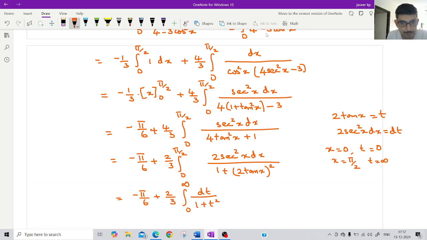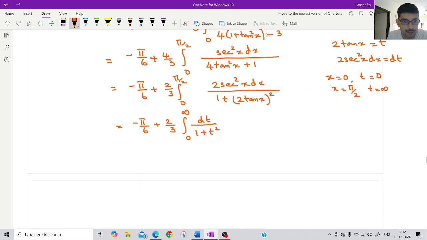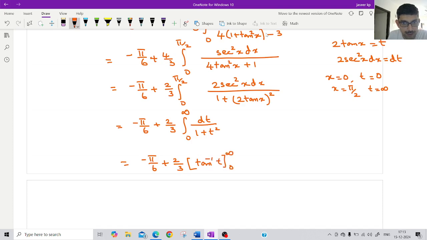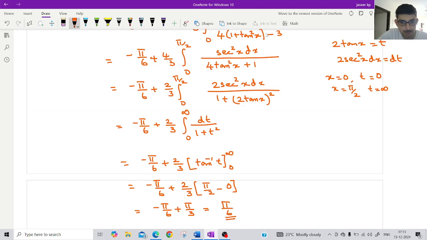So now if you integrate that one, it will become minus pi by 6 plus 2 by 3 tan inverse of t from 0 to infinity. So again taking the values, minus pi by 6 plus 2 by 3, tan inverse of infinity is pi by 2, minus tan inverse of 0 is 0. So it will become minus pi by 6 plus pi by 3, so pi by 3 minus pi by 6. So the answer will come as pi by 6.